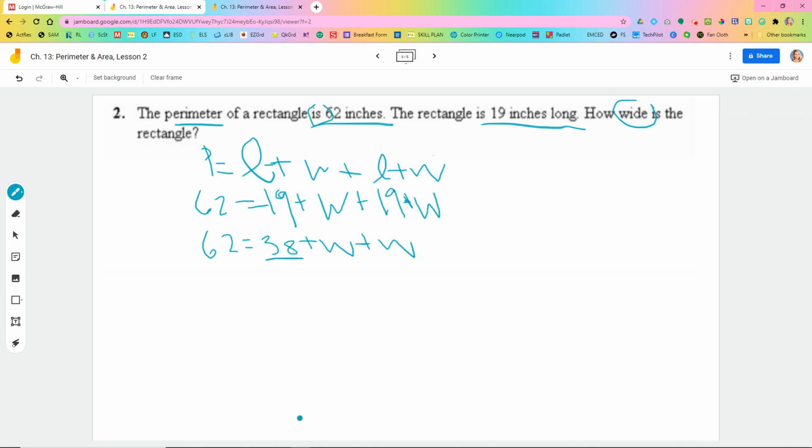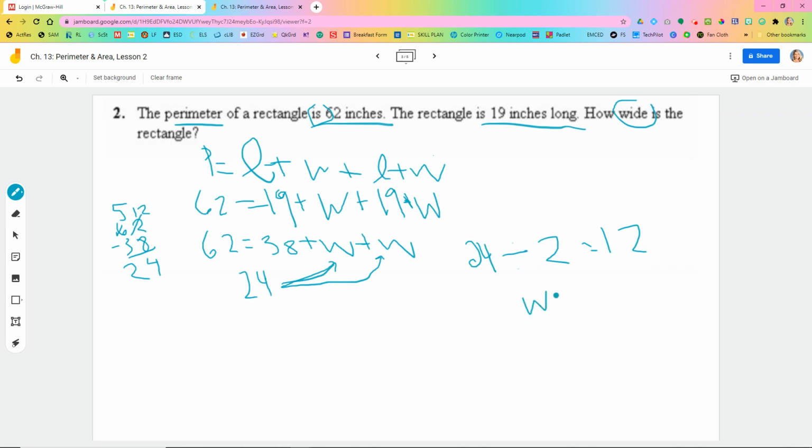Now, 38's taken up so far, but I've got to get to that perimeter of 62. So let's see what's left by subtracting from my total. 12 minus 8 is 4, and 5 minus 3 is 2. So I get 24 that's left. But I have 24 left that I need to split between these two W's. So I have to say 24 divided by 2 is 12. So that means that one W, one of my widths, is equal to 12.